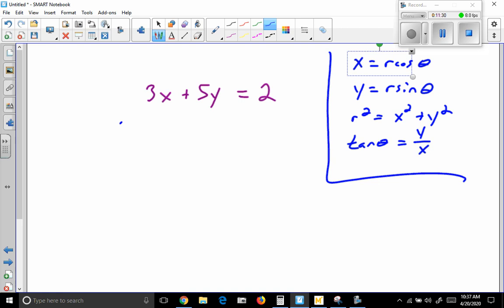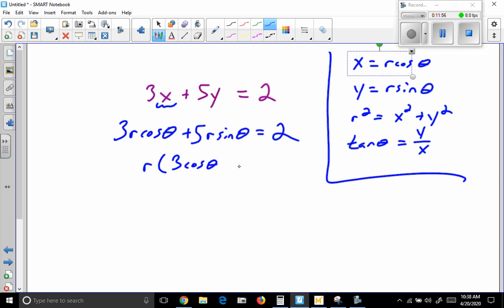So x is r cosine theta. Notice that takes that x out of the equation and puts r's and thetas in it. And y is r sine theta. So now our equation has r's and thetas in it. If we want to, we could factor an r out on the left side, and that would give us 3r times 3 cosine theta plus 5 sine theta.